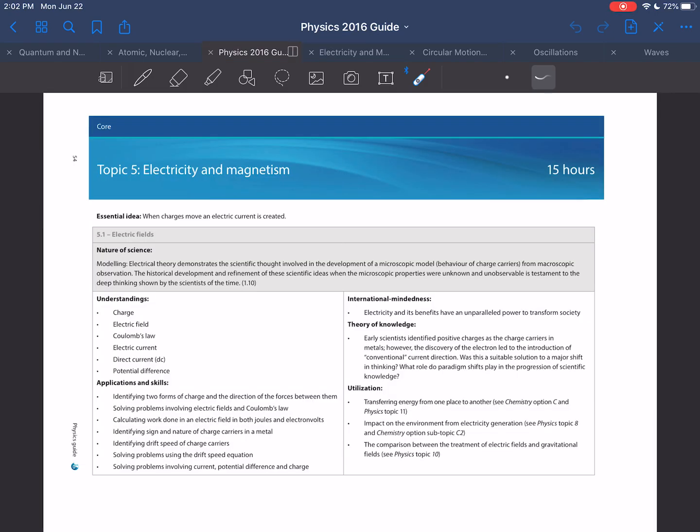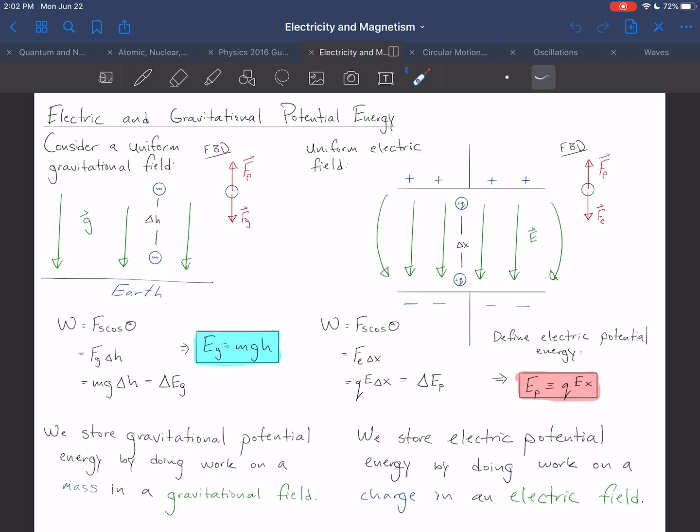Hello everyone! In this video we will continue to examine topic 5.1 electric fields, and in particular we will begin to unpack the concept of potential difference. So, in the last video we discussed the similarities between electric force and field and gravitational force and field, in part so we could introduce the concept of electric potential energy.